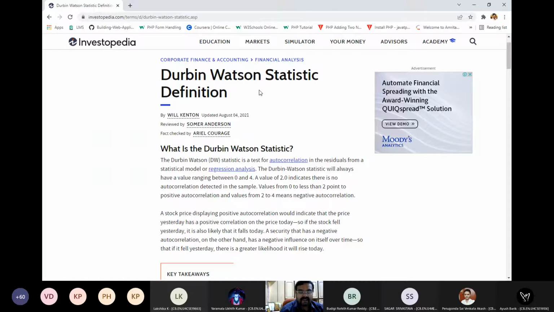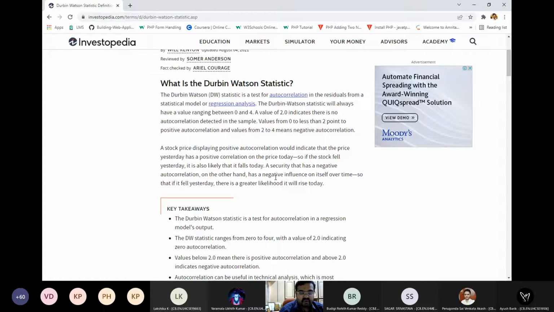So what happens is that if you get a value between 0 and 2 in the Durbin-Watson statistic, that means it is a positive correlation, or it is the same person. If the value varies from 2 to 4, that means the samples that are given are from a different person.